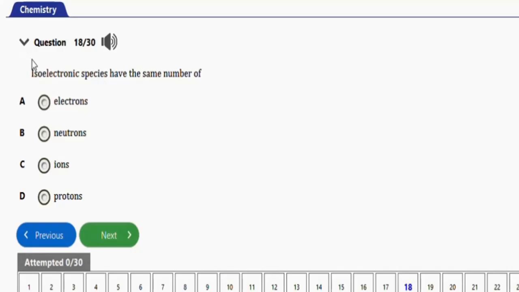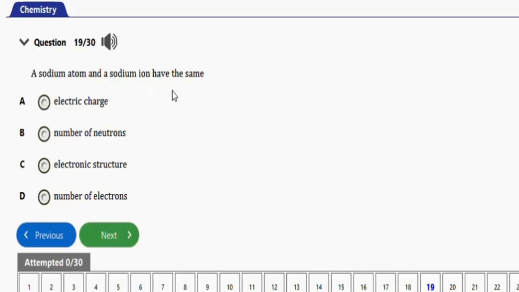It says isoelectronic species have the same number of electrons. Option A is the right answer. Okay, next question will be this one. It says a sodium atom and a sodium ion have the same what? We are dealing with a neutral atom, not a charged atom. Electric charge, no. Number of neutrons, yes. Electronic structure, no. Number of electrons, no. So the right option will be option B.